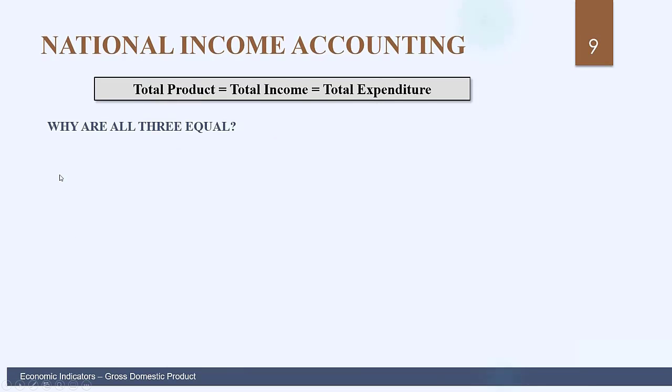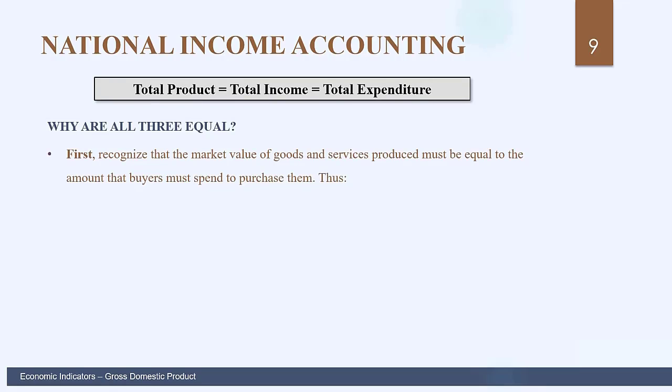Well, first recognize that the market value of goods and services produced must be equal to the amount that buyers must spend to purchase them. After all, the market value of a good or service and the spending on that particular good or service are going to be the same thing. Suppose the final value of a car that's sold is $32,000. Well, of course, that's the value of the final good, and it's also equal to what the buyers will spend to purchase it. Thus, the value of total production equals the value of total expenditures.